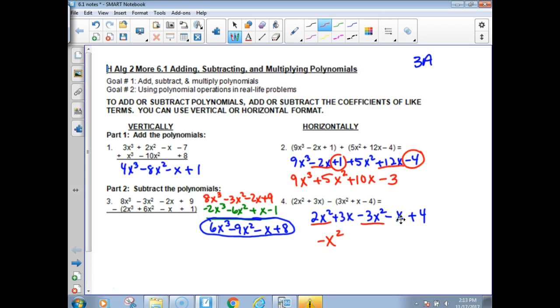I got a 3x minus the x. That'd be plus 2x and then plus 4.